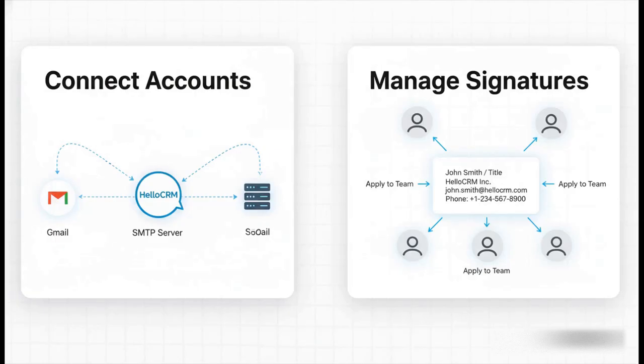Next up, let's talk email. You can connect accounts using Gmail or a standard SMTP server, which is just the universal way to send email. But what's just as important is that you can centrally manage your team's email signatures right here. This makes sure that every single message that goes out looks professional, is perfectly on brand, and is fully traceable right back into the CRM.